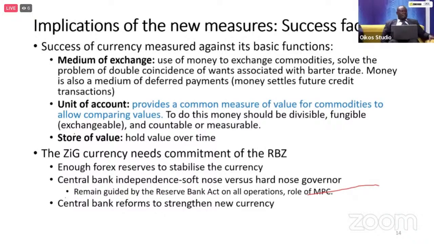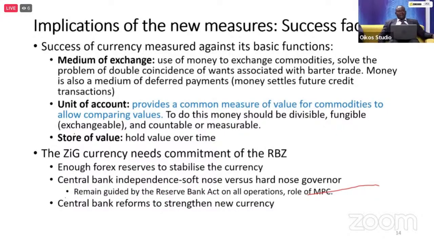The ZiG currency also needs commitment of the Reserve Bank of Zimbabwe. Whatever they've promised, we need to follow up on that and make them accountable for what they have already announced. Which means, number 1, we need enough forex reserves to stabilize the currency. Number 2, we need what we call central bank independence. Do we have a soft nose versus a hard nose governor?